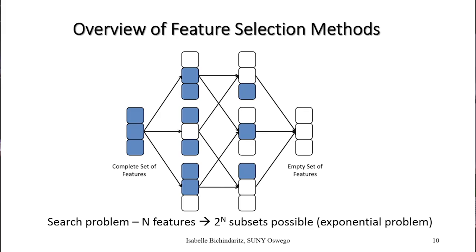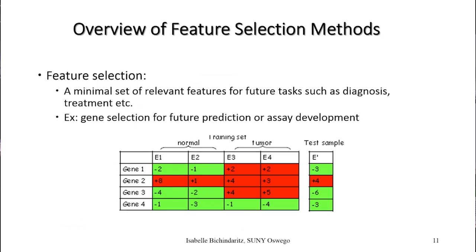possible subsets, which is over 1 million. So you're already in an intractable situation. So imagine when you have tens of thousands of features, you cannot consider all the subsets of features. So you need to apply what's called some heuristics to select the best subset of features.